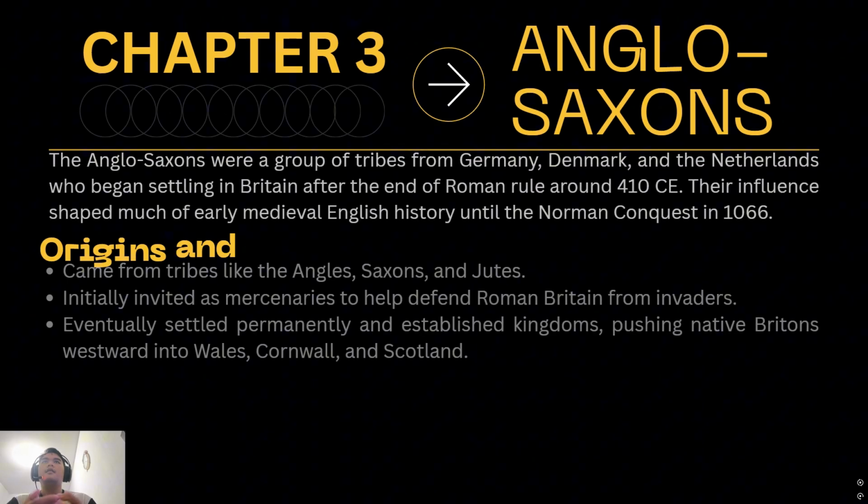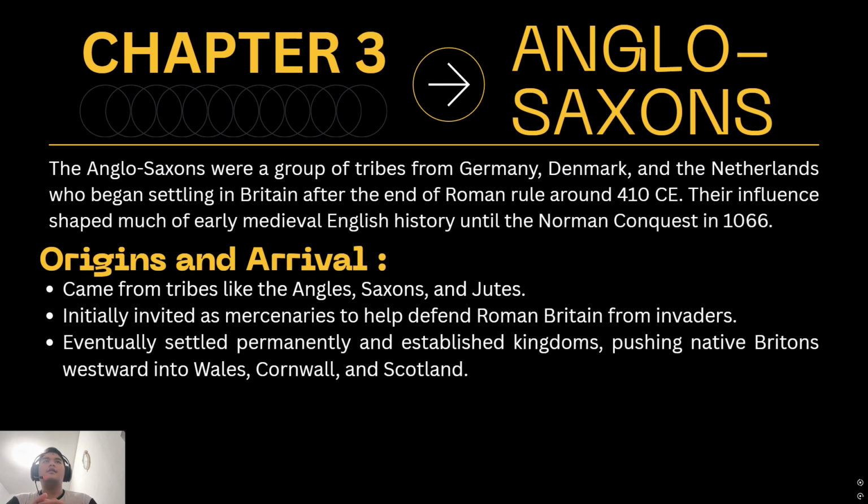In chapter 3, we will be discussing the Anglo-Saxons. The Anglo-Saxons were a group of tribes from Germany, Denmark, and the Netherlands who began settling in Britain after the end of Roman rule around 410 Common Era. Their influence shaped much of early medieval English history until the Norman conquest in 1066.